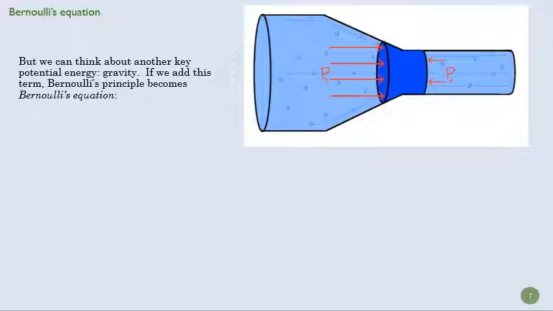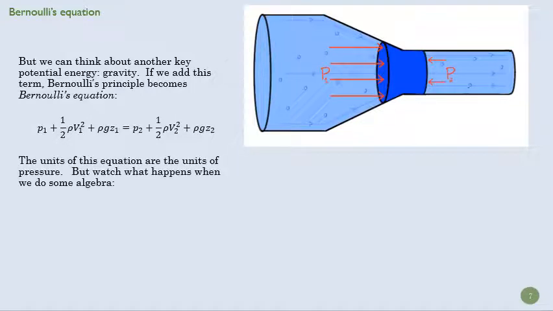But there's another way that we can think about potential energy here, and that's gravity. What if our pipe is moving up or down? And so we can add a third term here to our equation. And this looks like mass times g times height, right? This is just potential energy with a mass over volume term instead of just a plain mass term. And that's Bernoulli's equation. All this says is the energy in the flow is staying the same as it moves through a pipe. And that energy might be pressure energy, it might be kinetic energy, or it might be gravitational potential.